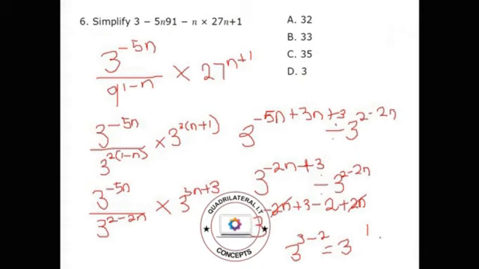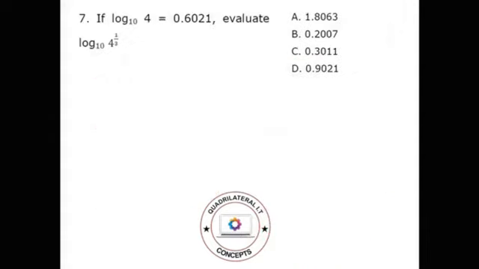So if you notice, when we opened this bracket, we wrote 1 instead of 3. So we have to change this 3. So that will be 3 minus 2, and that's 3 raised to power 1, and that is 3. So the correct option here is 3.